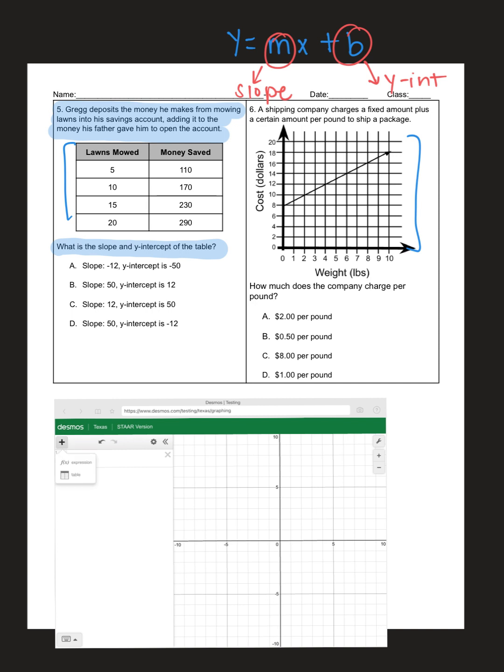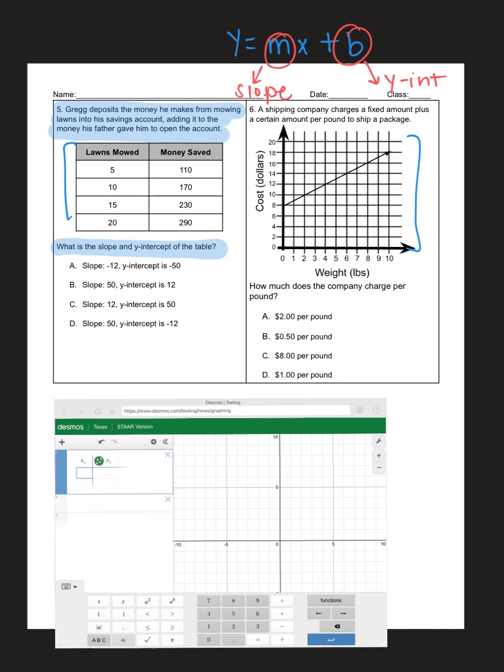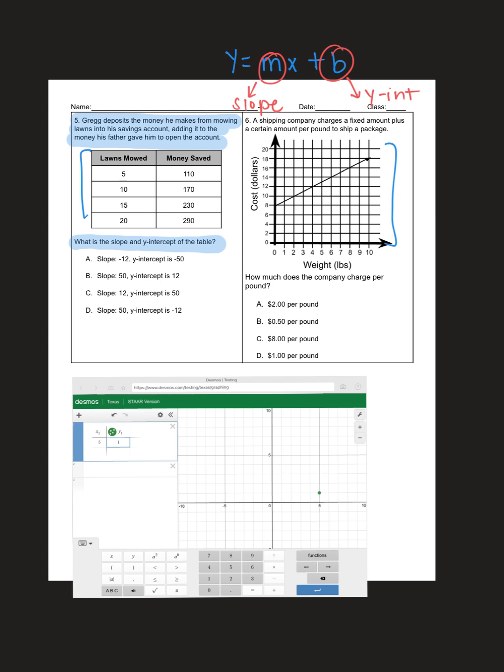So we're going to click that plus sign, and then after that we are going to click table, and we're going to copy down at least 2 points. So what I mean is I need to put the first coordinate of 5 and 110. And then I need to put the second one of 10 and 170. My zero's not clicking, give me 1 second. Okay, 170. All right, so that's my first step.